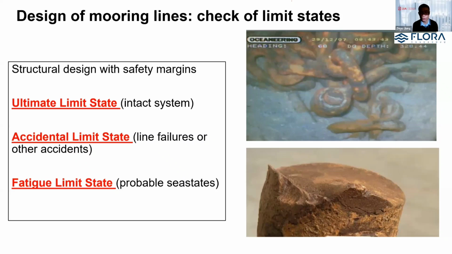Ultimate limit state: we need to ensure that mooring lines do not break. Accidental limit state: in case we have line failures or very extreme environmental conditions like those of 1,000-year occurrence. Fatigue limit state: this is oftentimes a very important consideration because many mechanical components fail due to cyclic loading.